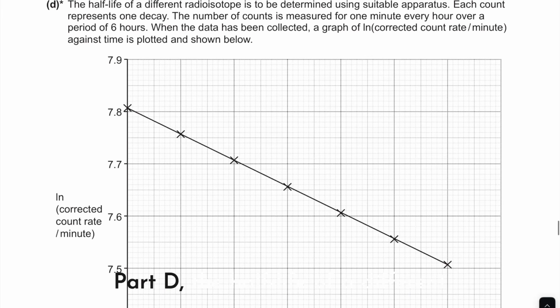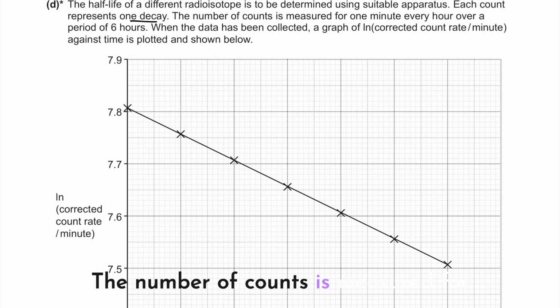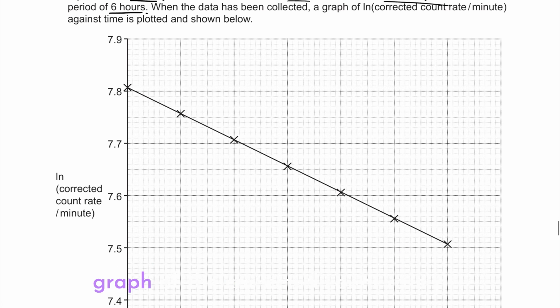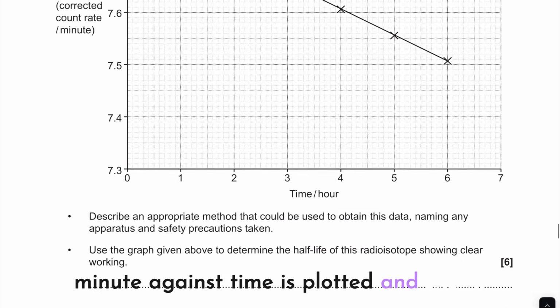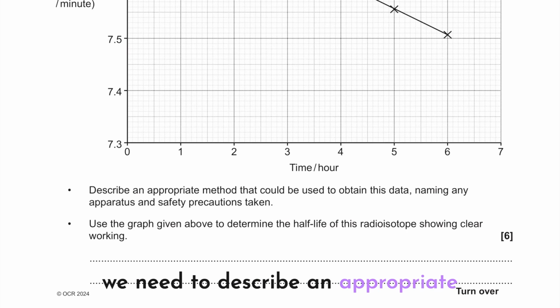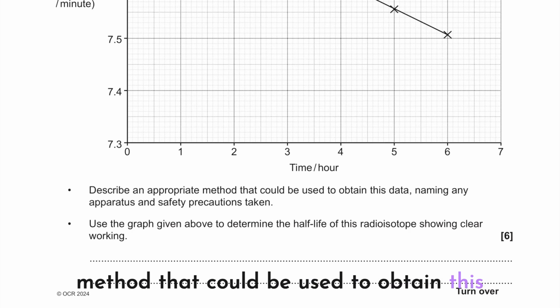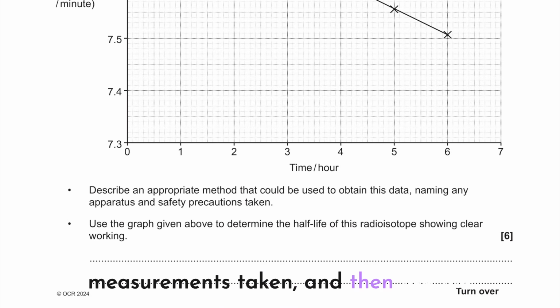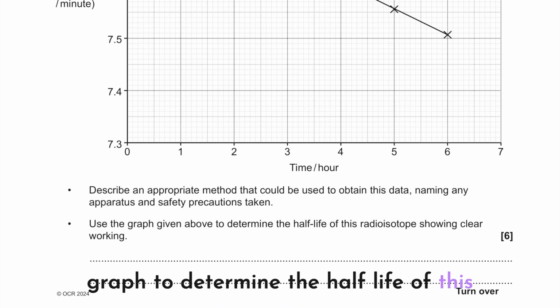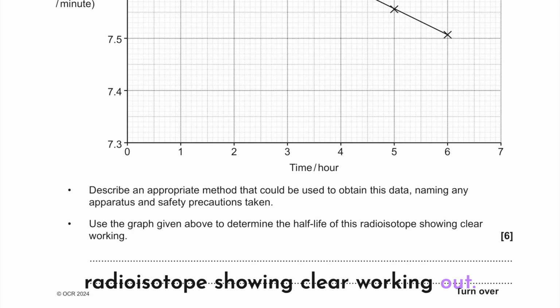Part D. The half-life of a different radioisotope is to be determined using suitable apparatus. Each count represents one decay. The number of counts is measured for 1 minute every hour over 6 hours. A graph of the corrected count rate per minute against time is plotted and shown. We need to describe an appropriate method that could be used to obtain this data, naming any apparatus and the safety measures taken, and then use the graph to determine the half-life of this radioisotope, showing clear working out.